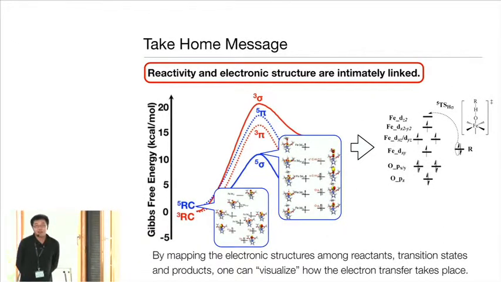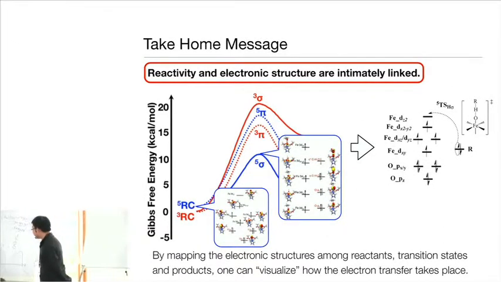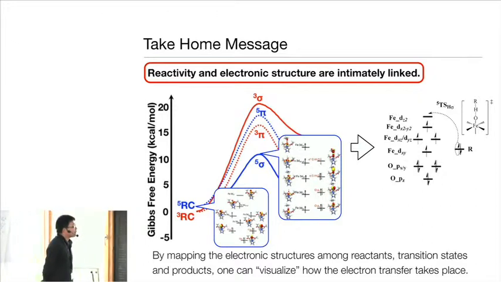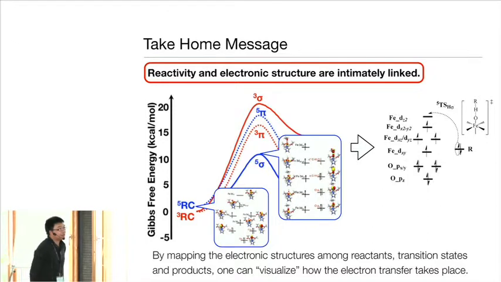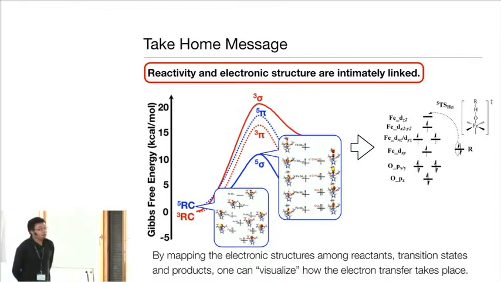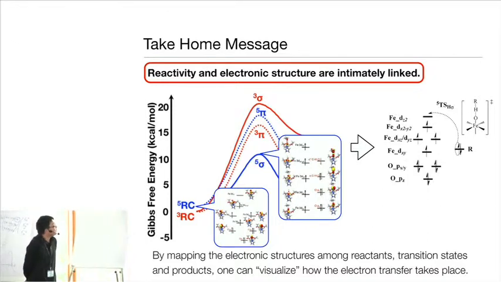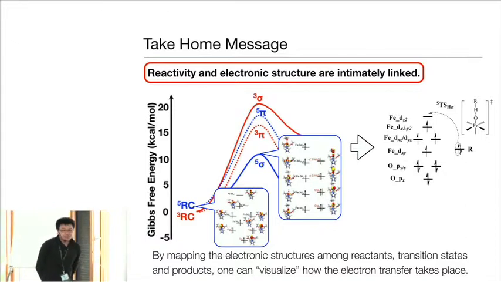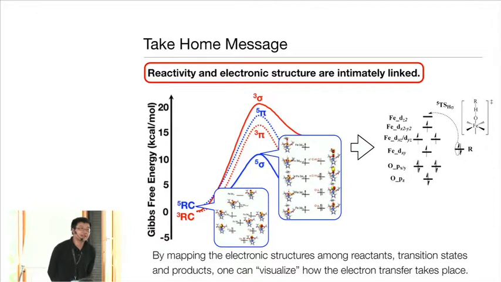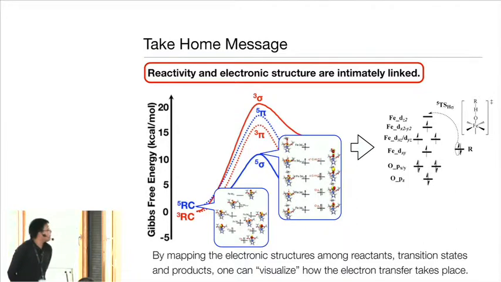And then this is the last talk of this meeting at the summer school. I have to say something about the closing remarks. The first thing I strongly suggest to all of you is to look at the electron structure. We believe that reactivity and the electron structure are intimately linked. Looking at the structure, you get chemical insight into the electron structure, and that helps prepare you for smart thinking.